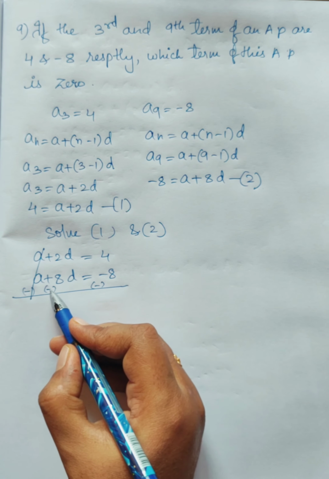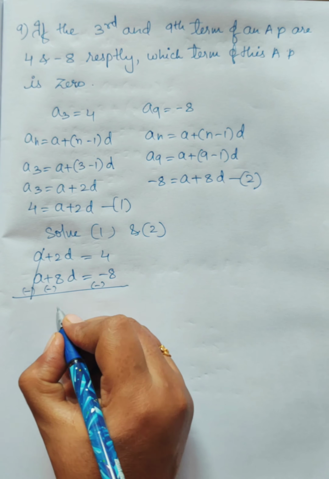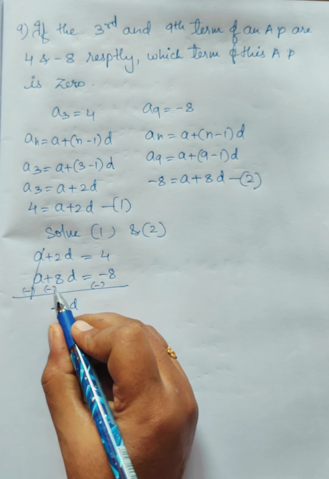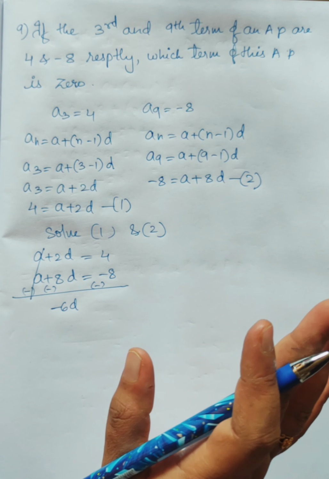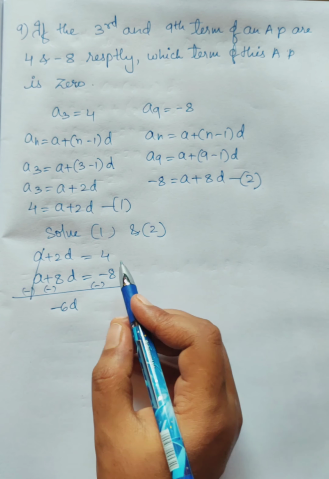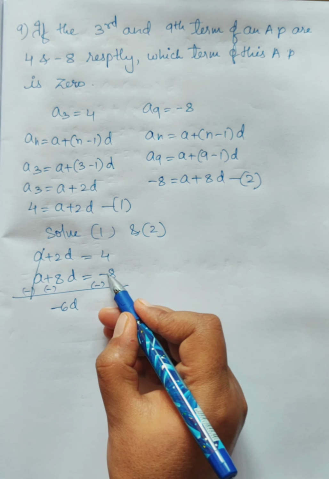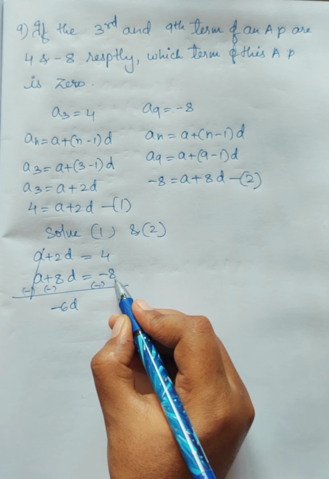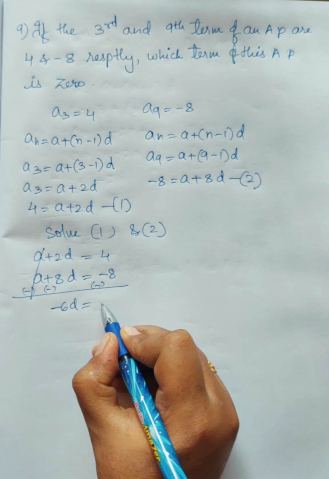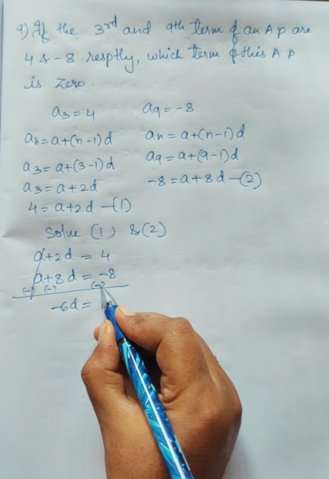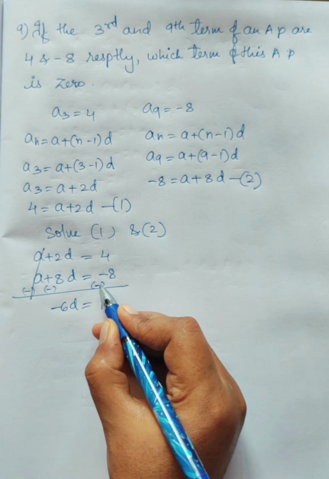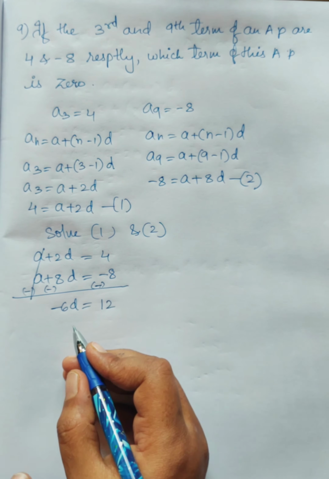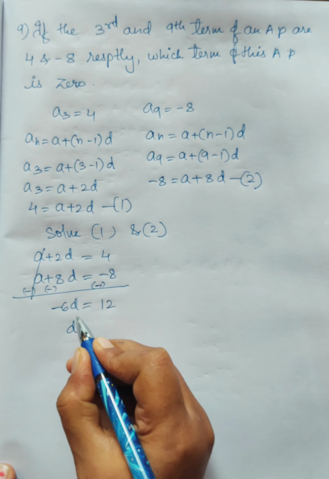So minus 8 plus 2 is how much? Minus 6. Why minus 6? Because the greater number's sign is negative here, because I am changing the sign now. So this minus will get multiplied, it will become plus. So 4 plus 8 is 12, plus 12, because this minus sign and this minus sign will get multiplied, it will become positive. So what will be the value of d? d, keep it as it is.